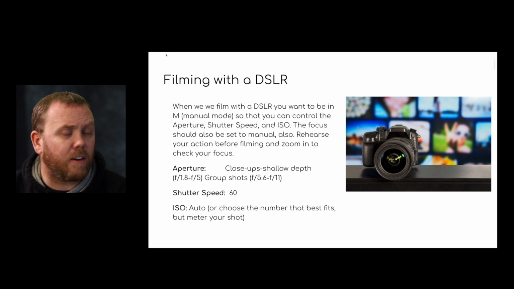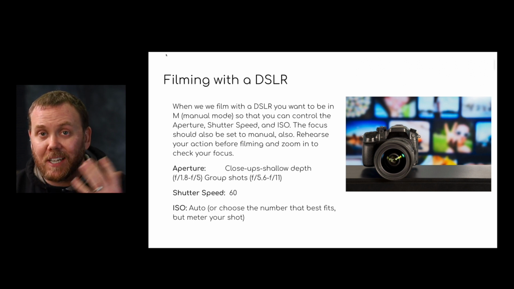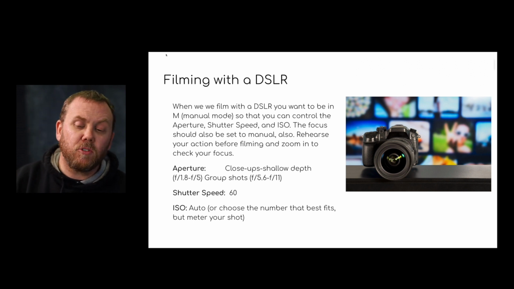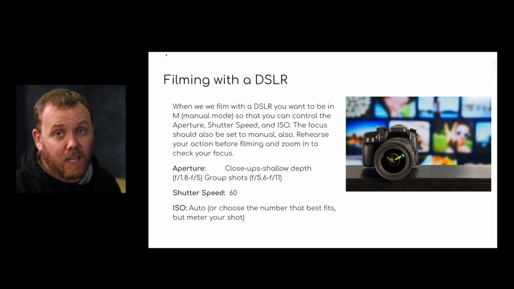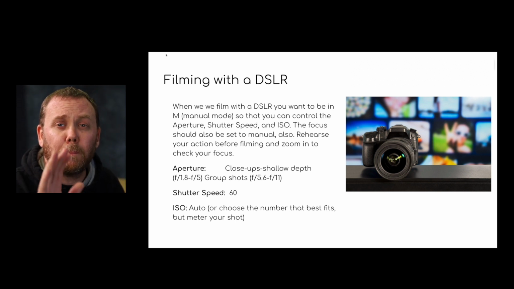Your shutter speed you want to have generally at 50 or 60 if at all possible. And then your ISO can be set to auto, which works really well because then it adjusts according to the light. But then you can get some really neat shots. And so if you are a DSLR shooter, please come to office hours. Let me walk you through it. You're going to get amazing results.